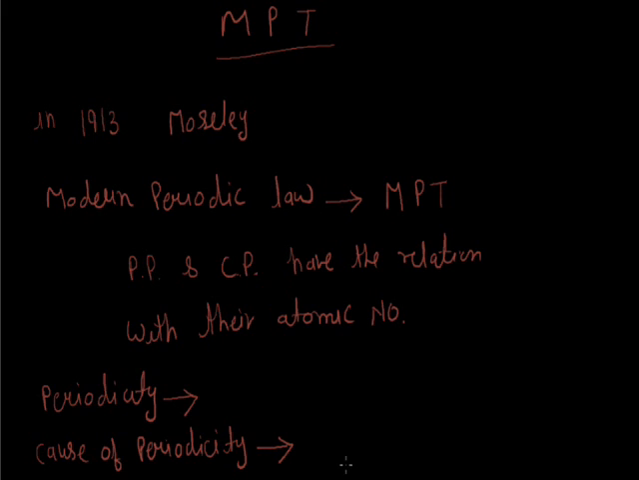regular intervals. For example, take the alkali metals, that is lithium, sodium, potassium, rubidium, cesium and francium. The atomic number for lithium is 3, sodium is 11, potassium is 19, rubidium is 37, cesium is 55 and francium is 87.